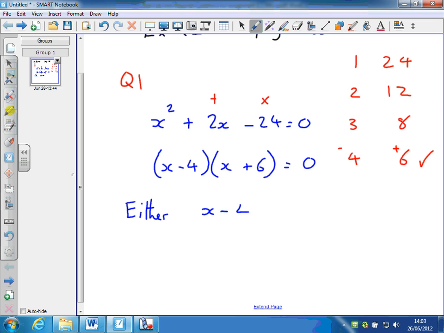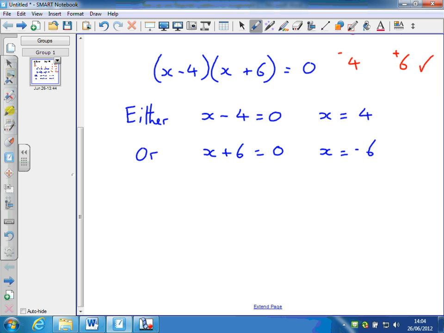x minus 4 equals 0, and solving that little equation, adding 4 to both sides, so that means x equals 4, or the second bracket is 0. In other words, x plus 6 equals 0. And again, solving that little equation, subtracting 6 from both sides, we get x equals minus 6. So we conclude that x equals 4 or minus 6. Quadratic equations have 2 solutions, and there they are.